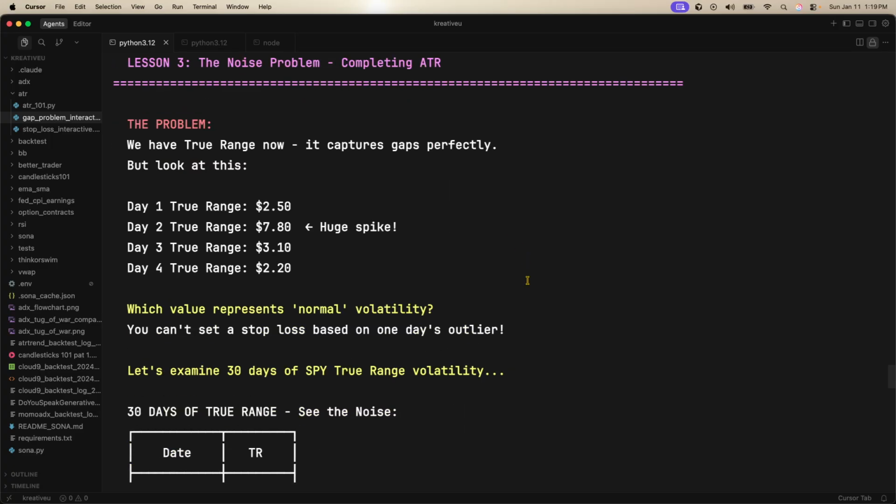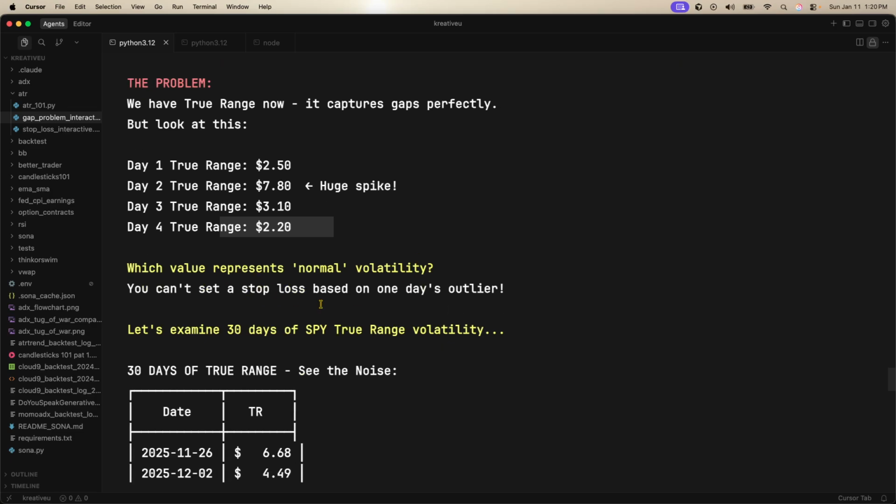But look at this. Day 1, 250. Day 3, 780. We have a huge spike. Day 3, 310. And then day 4, 210. Which value represents the normal volatility? We can't set a stop loss based on a 1 day outlier.